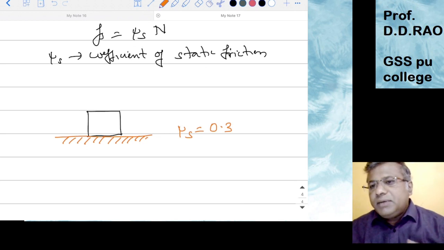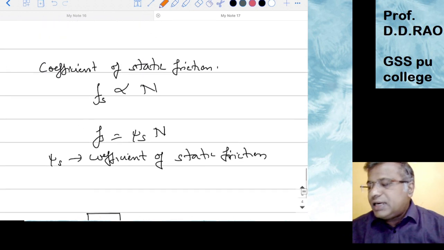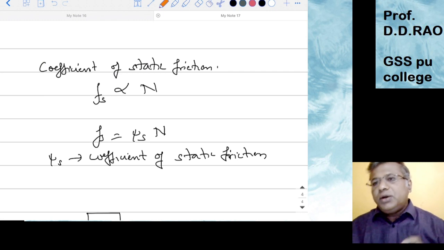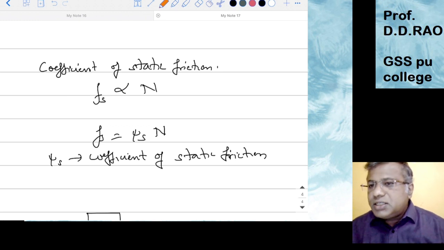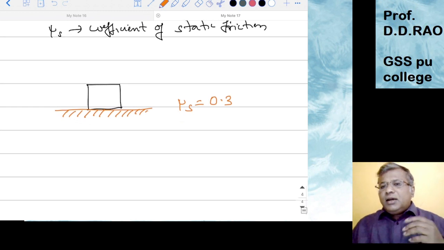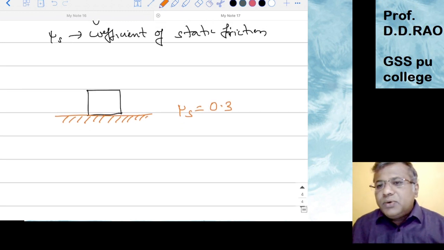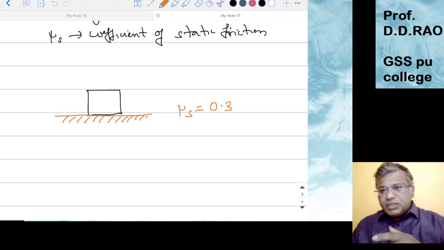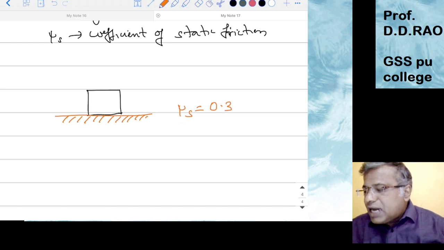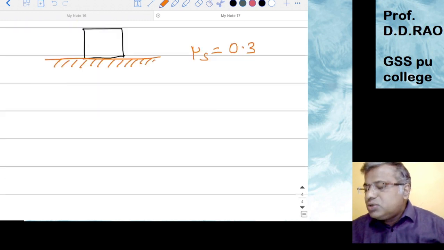The important thing I would like to tell you here is that the frictional force Fs directly depends on the normal reaction. So frictional force is equal to mu s times N. So we have introduced a constant here. This constant is known as the coefficient of static friction, right? Now my intention is to calculate the value of this static friction, or how much force I will have to apply in order to just move this particular object.